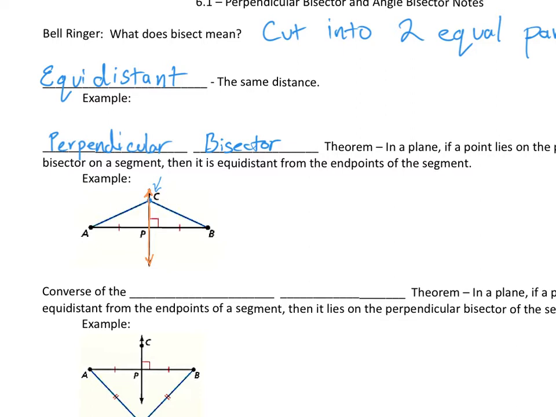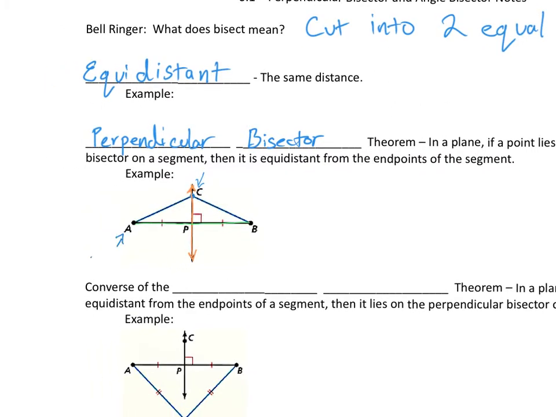So the line segment that it bisects is this line segment here in green. The endpoints of the line segment are A and B. So this is an endpoint and this is an endpoint. And they're saying since this line is a perpendicular bisector, C must be equidistant from the endpoints. That means AC has to be congruent to CB.